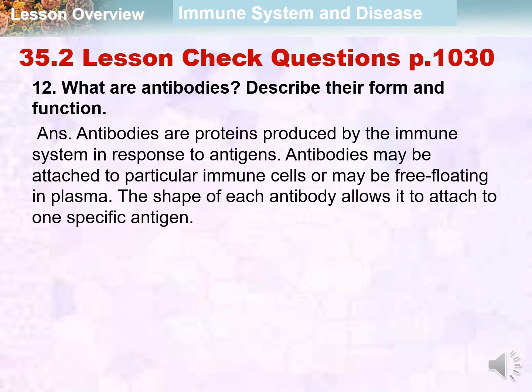Our answer is antibodies are proteins produced by the immune system in response to antigens. Antibodies may be attached to particular immune cells or may be free-floating in plasma. The shape of each antibody allows it to attach to one specific antigen.